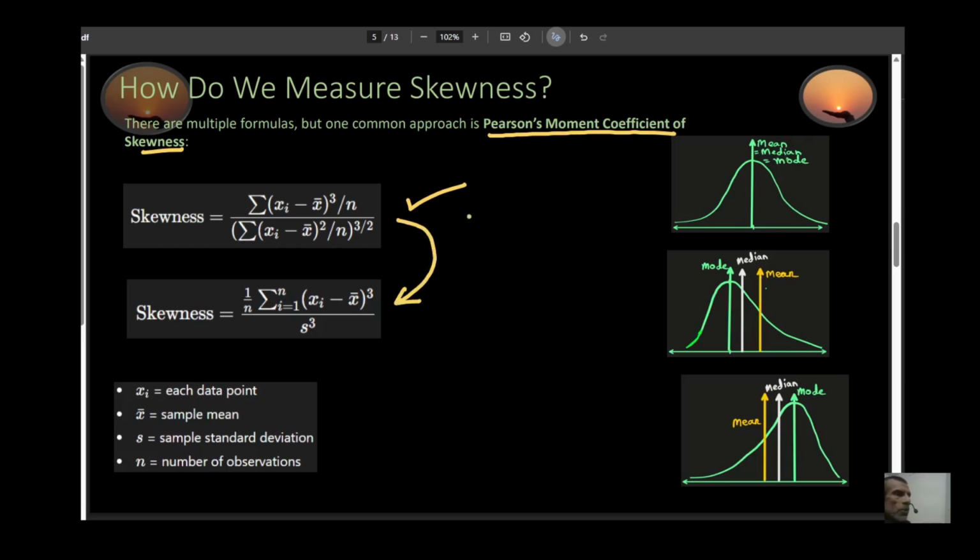Over here, I'm just using my data points, my x1, x2, x3, all the way up to xn. These are my data points. My x bar, which is this right here, is my mean value. This is actually my sample mean. All right. And right here, that is the number of points I have. On the other hand, if the sample standard deviation, the S, is given to you, then you can use this formula right here.